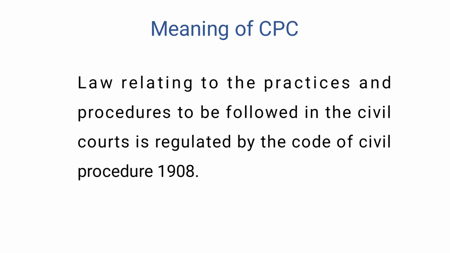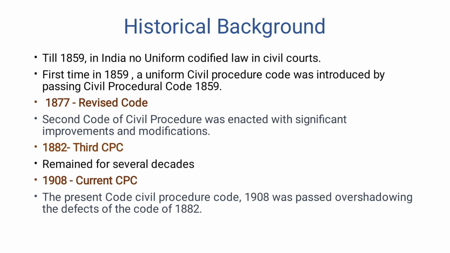Law relating to the practices and procedures to be followed in the civil courts is regulated by the Code of Civil Procedure 1908. To understand in simple terms, for example, if there is a person X who is affected with a civil injury, what does that person have to do? He has to file a case in a civil court. How? By filing a plaint. The entire process from filing a case through a plaint to getting a judgment or a decree in his favor, the entire practices and procedures which person X has to follow will be regulated by the Code of Civil Procedure 1908.